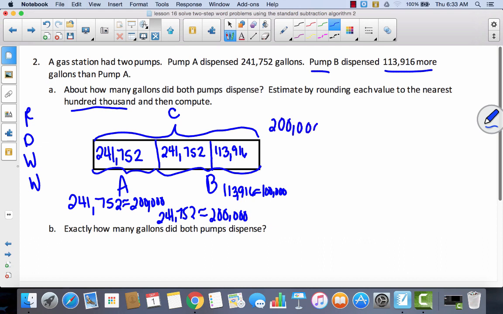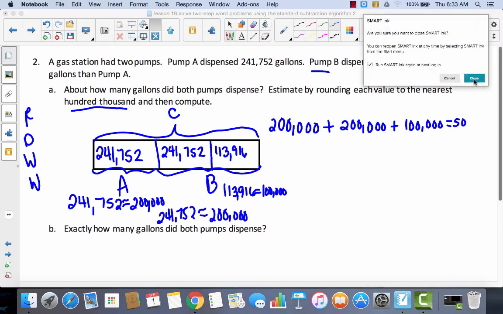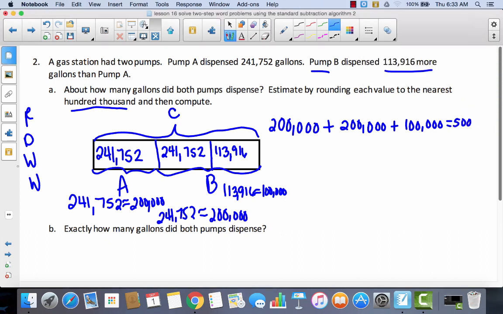This is how much pump A pumps, and then I'm going to do pump B. Pump B would be the 200,000 plus the 100,000. So 200,000 plus 200,000 is 400,000, plus another 100,000 would be 500,000. All right, that's my number sentence.